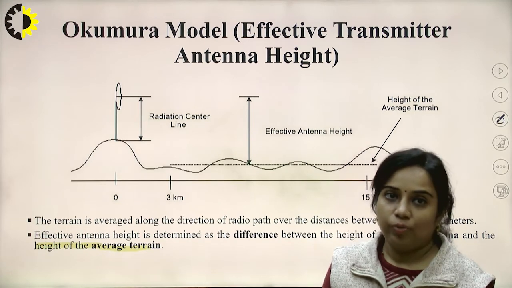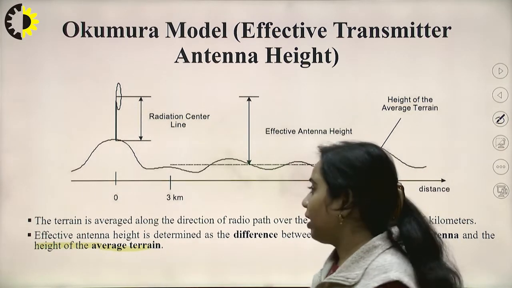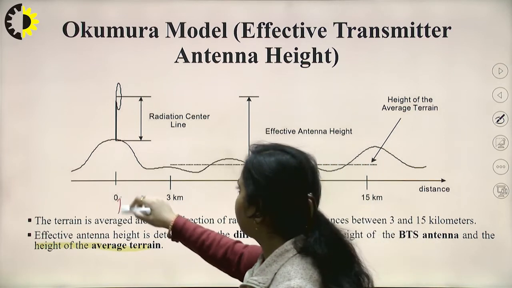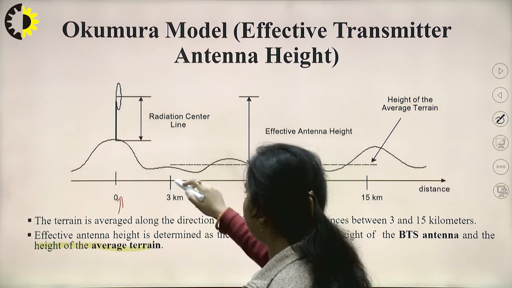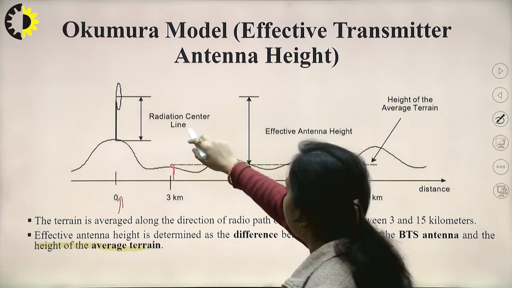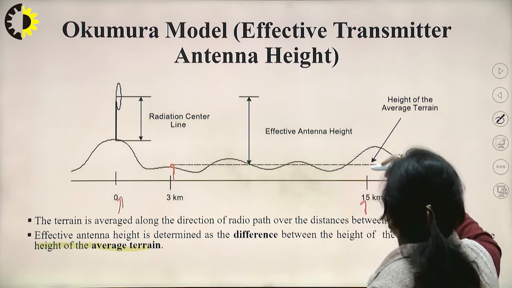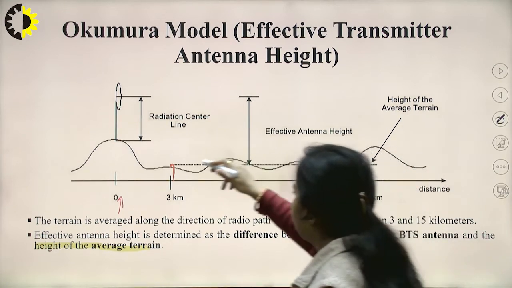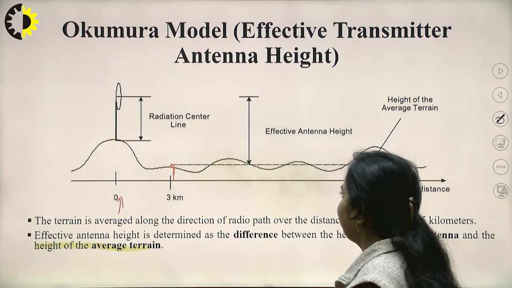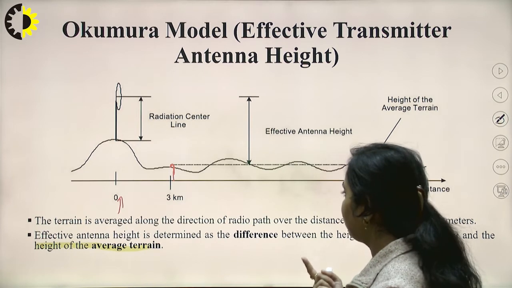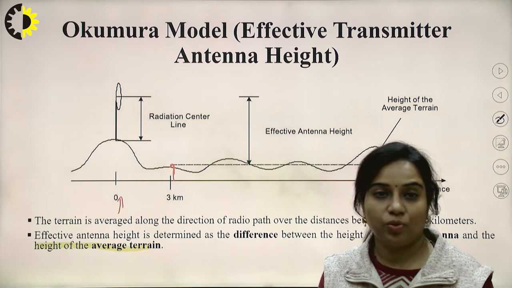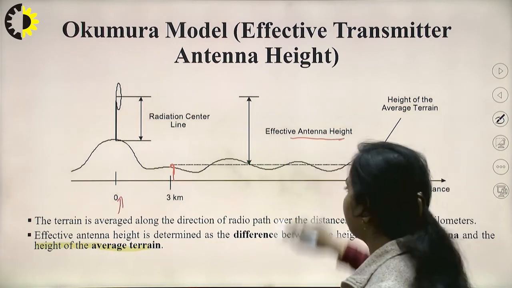Now this is the Okumura model effective transmitter antenna height. You can see it is expressed at 0 kilometers, this is the transmitter height. At 3 kilometers, this will be the value. Then at 15 kilometers, this will be the value. This is the radiation center line. This is the height of the average terrain that we have considered as a threshold value, so that if the signal crosses this threshold level, then it says that the particular signal is of good quality, and less affected by noise. This is the effective antenna height.